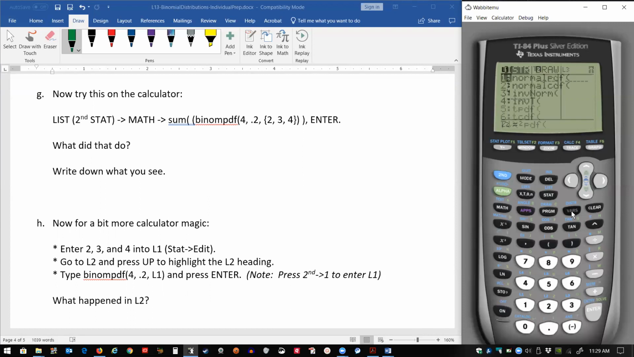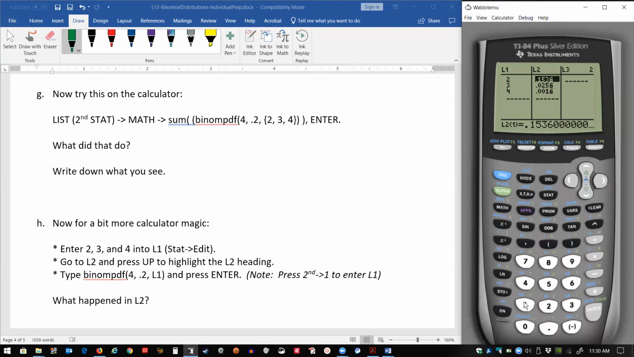So we'll hit second and variables, put in binomial PDF, just like that. Okay. We still have 4 trials. The probability of success is still 0.2. But now let's delete out the X values that we had in there, and now let's put in list 1. So it's going to automatically do this calculation for everything in list 1, and it will populate all of list 2 for us. Now that is awesome.